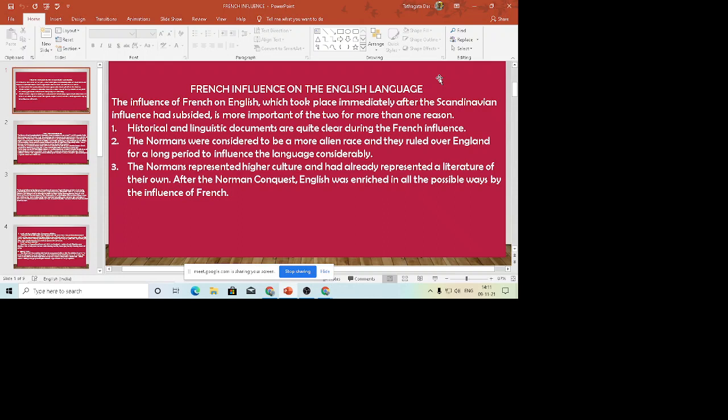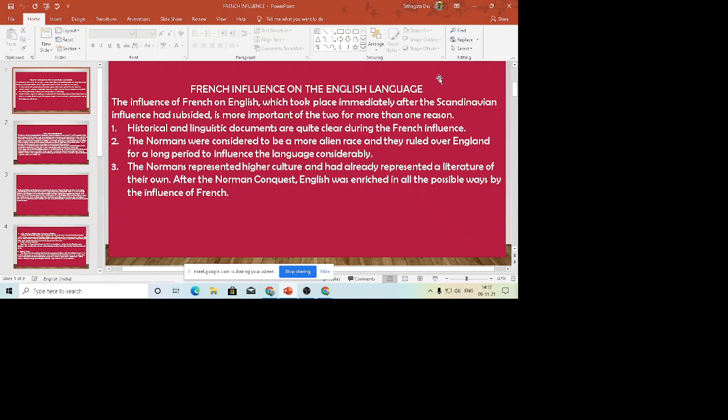Until this time, before the Norman conquest took place, the English language had been more or less a kind of pure tongue with a mixture of Latin, Celtic and Danish words. So it was a kind of mixture with words from these three languages. But after the Norman conquest, a change came over it, and it became more definitely a hybrid language.